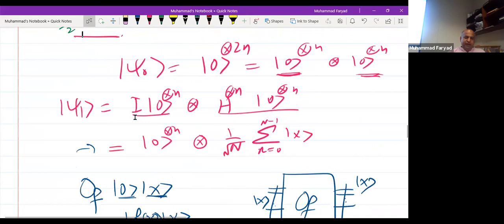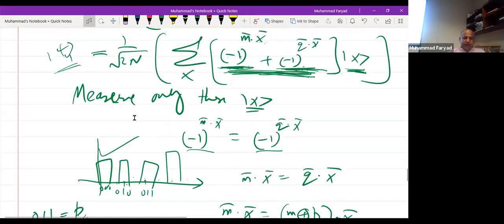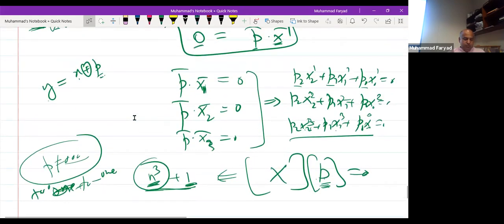If you have access to a quantum computer and a classical computer, using both you can find this bit string p in n cubed operations, which is only polynomial. If this p is 0, you can say this is a 1-to-1 function. If p is not 0, you can say this is a 2-to-1 function. So, any questions?